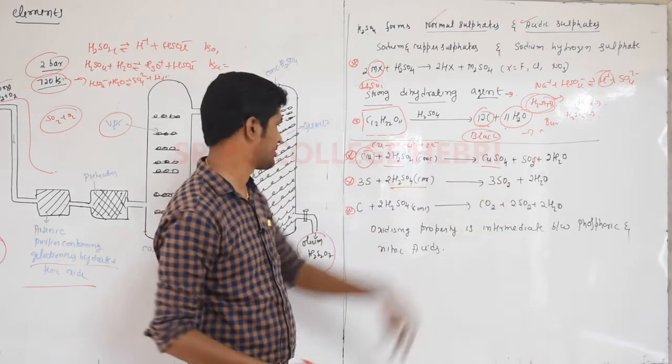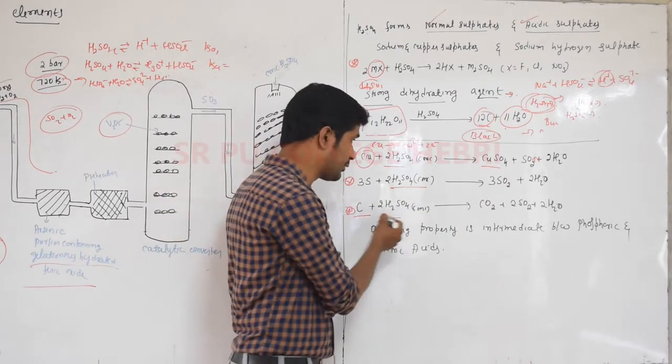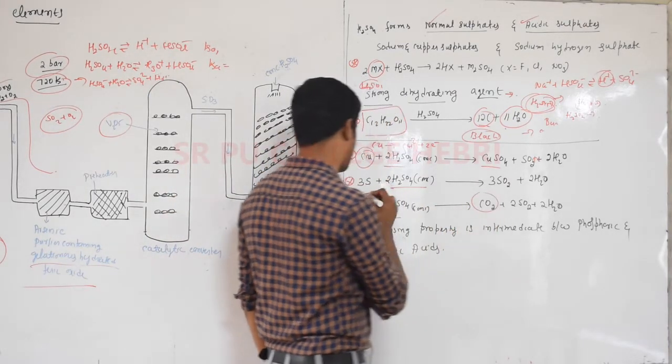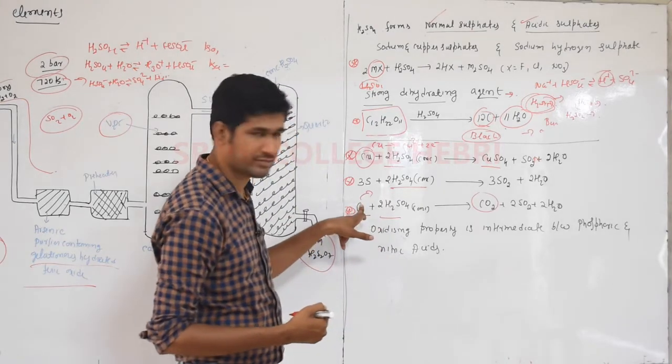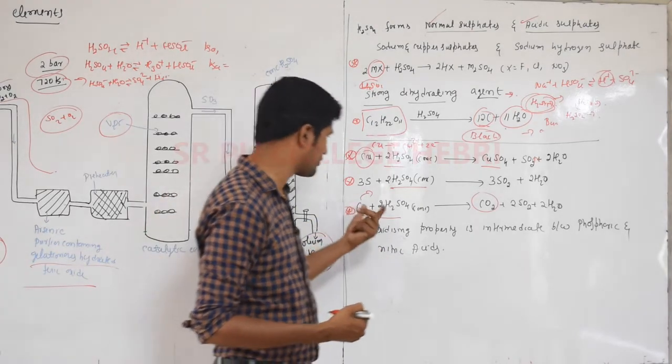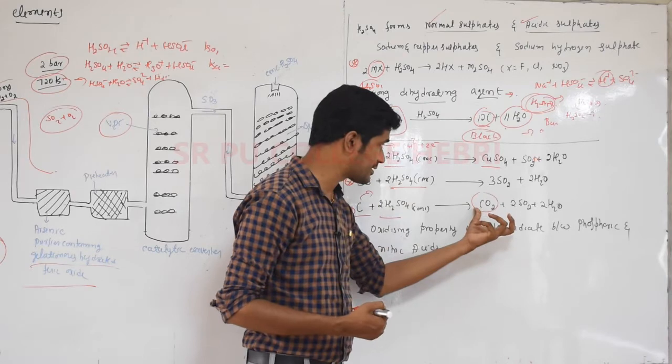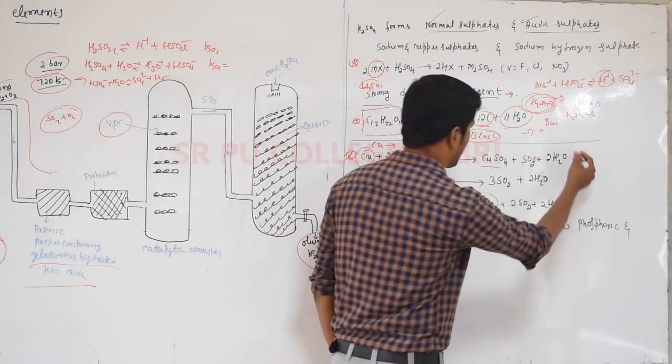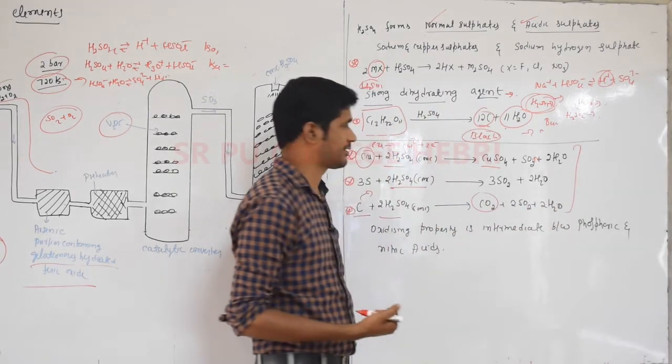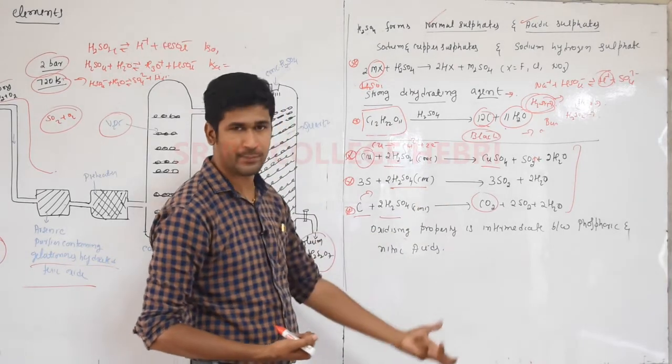O2 4-. Next, carbon gets oxidized into carbon dioxide. You don't need to burn it for carbon dioxide. It just gets oxidized to the +4 oxidation state, and that will produce CO2 and SO2. Look into these reactions. In all the reactions, SO2 and H2O are the common products.